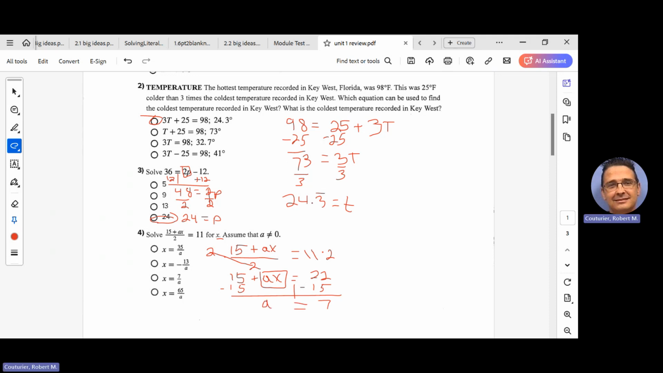AX comes down. Now these two are being multiplied by each other. I need this to be by itself. So to get rid of that A, undo multiplication by division. Those cancel. And that's it. Our x is equal to 7 over a. Is that one of our answer choices? Not that one, not that one, not that one. Oh, look, it's right there.